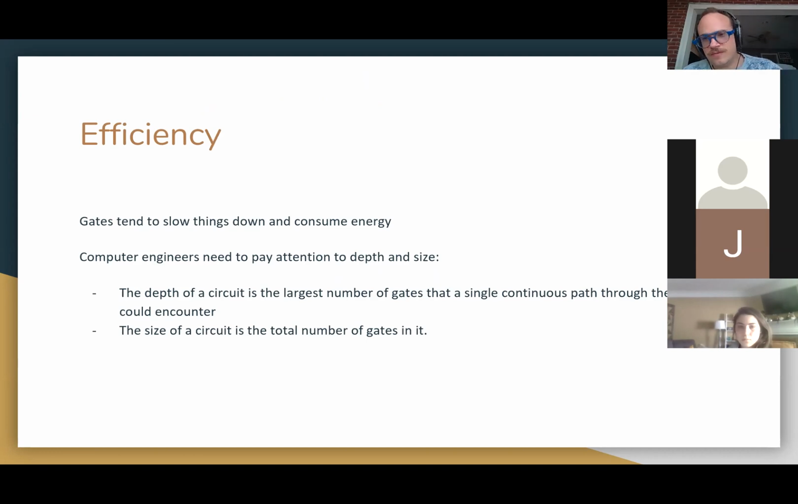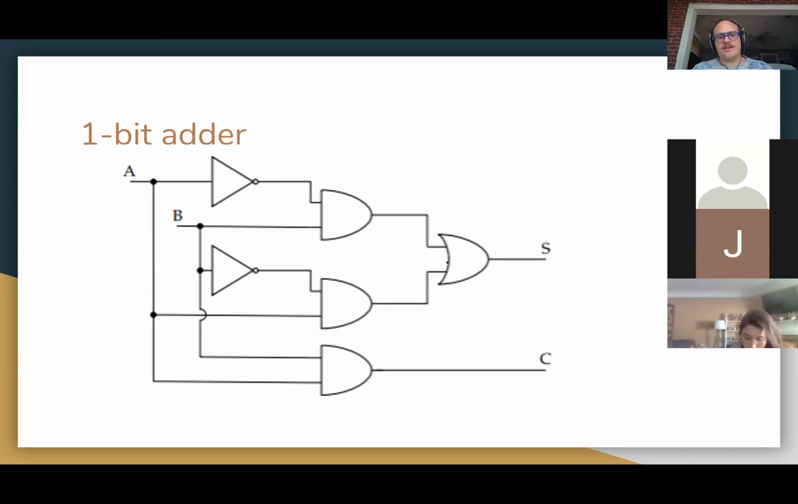So here are two words you guys will have to be familiar with. There's depth and size, as measures of efficiency. The depth of a circuit is the largest number of gates that a single continuous path encounters. So if we go to our 1-bit adder here, we can follow the path that hits the most gates. If we follow this A wire, 3. Now let's see if we can find a wire that hits more than 3. We can't.